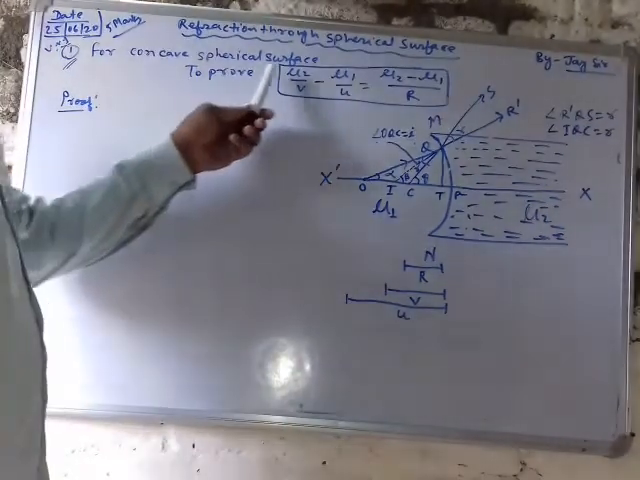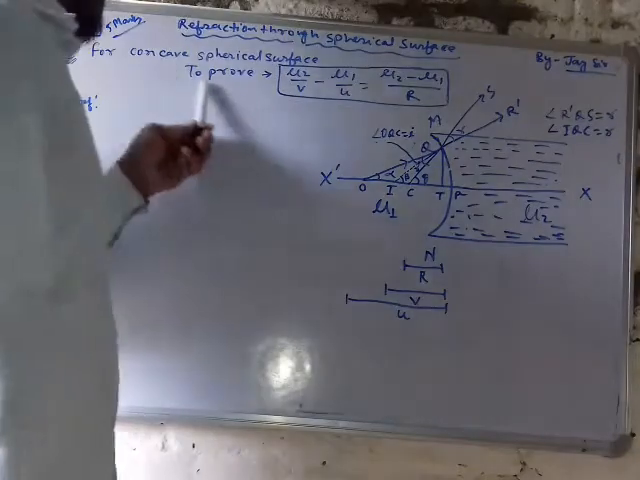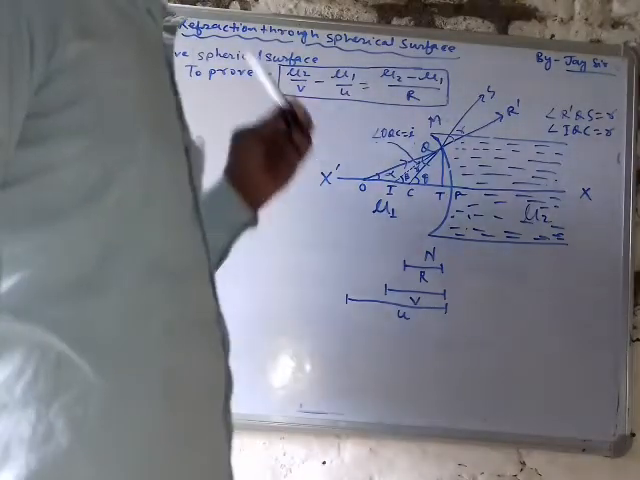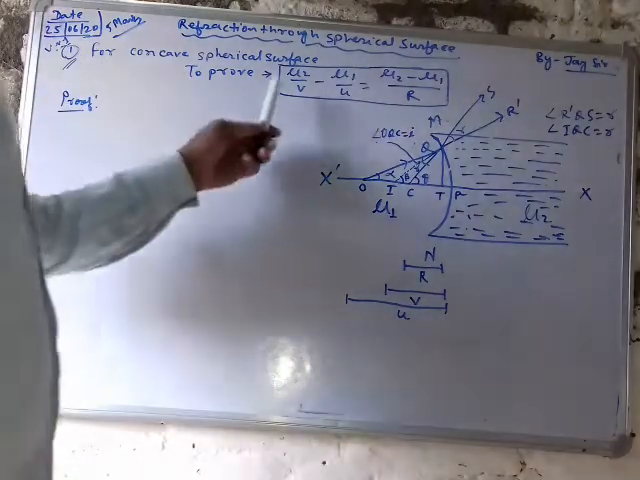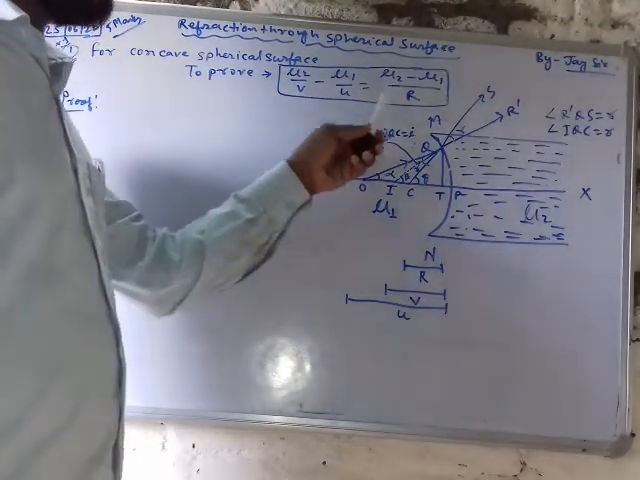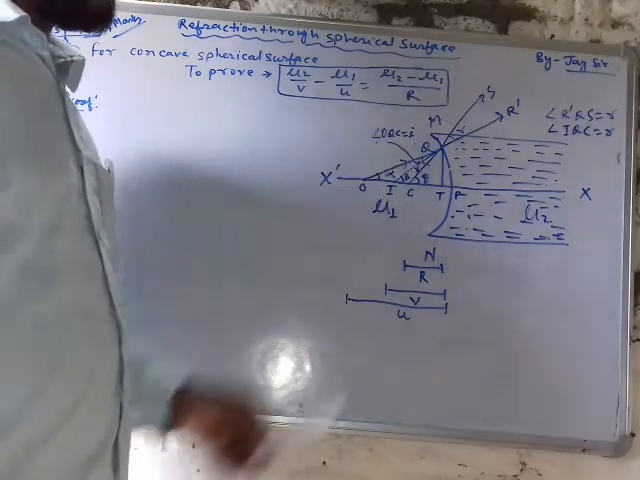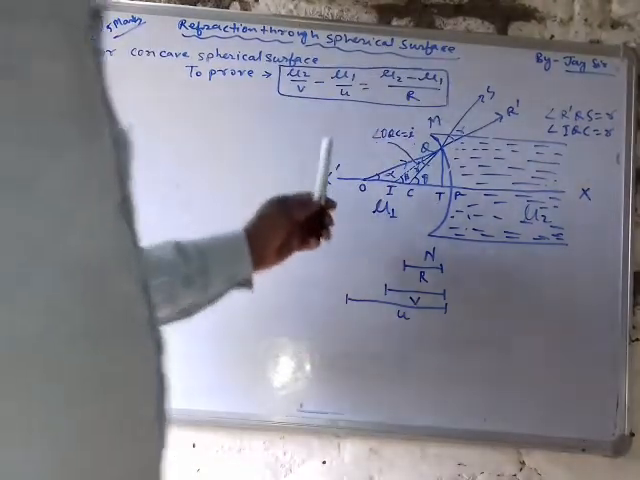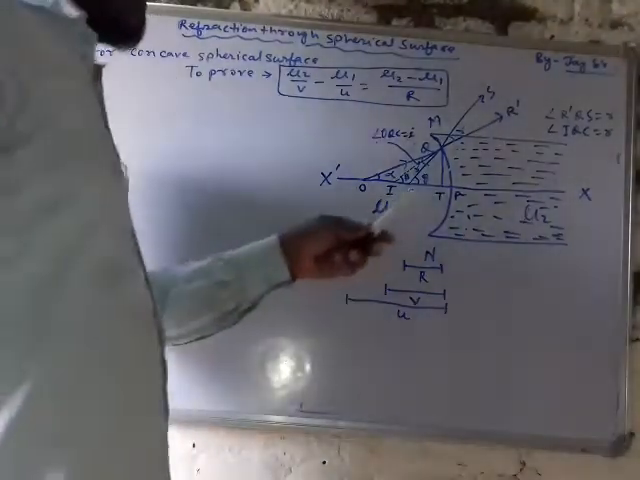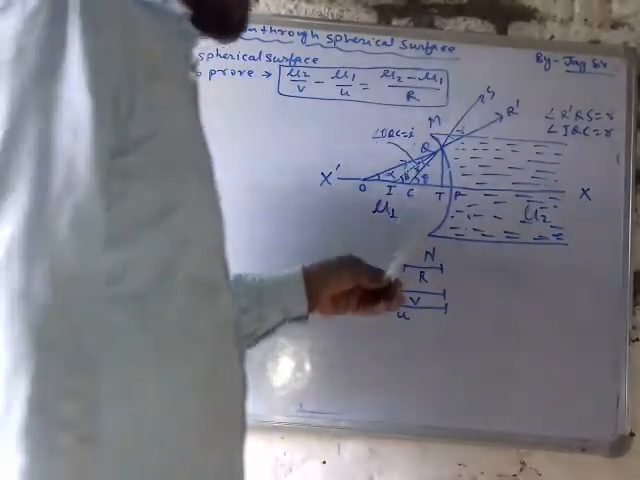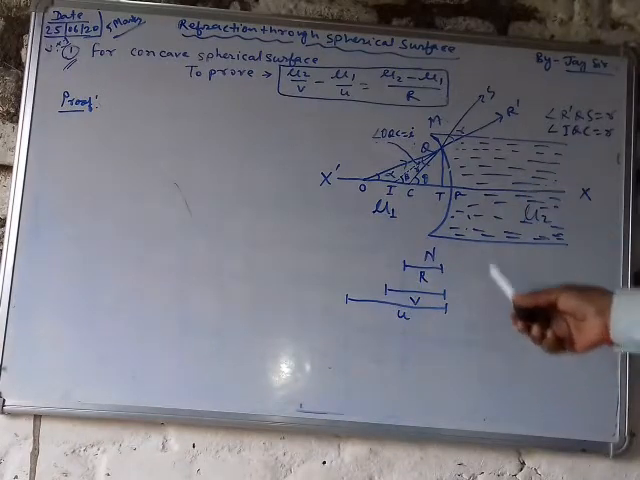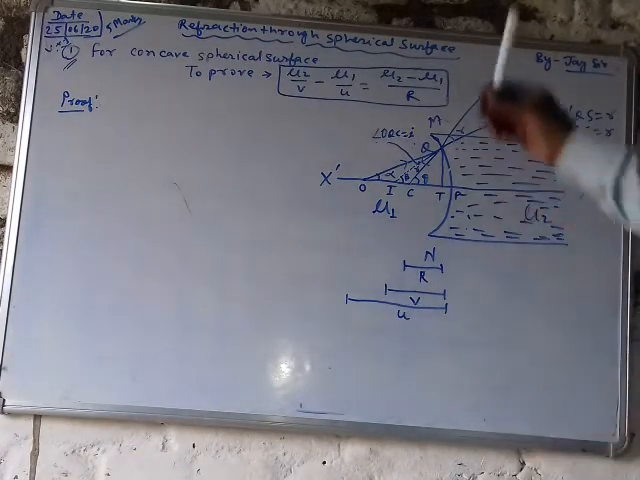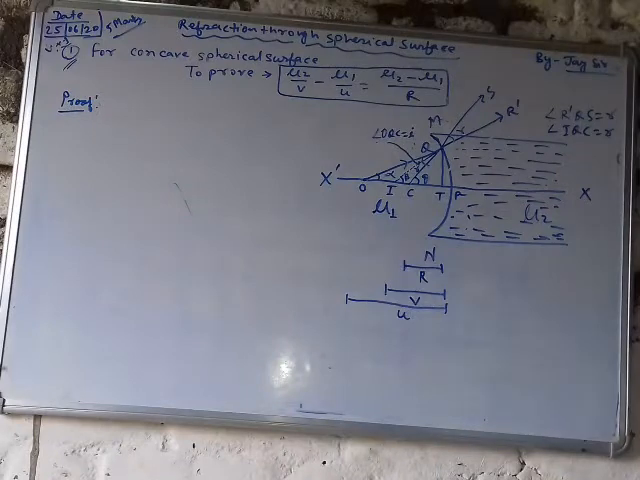For a concave spherical surface, at first we take a concave spherical surface, and we have to prove mu 2 by v minus mu 1 by u equal to mu 2 minus mu 1 by r. For this statement we start by taking a spherical surface MN, which is clearly shown here.